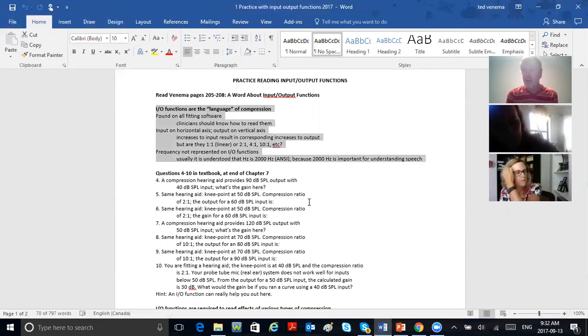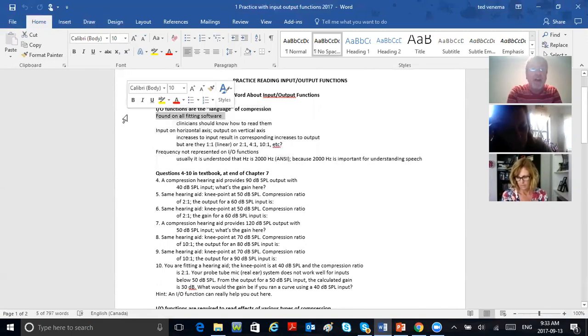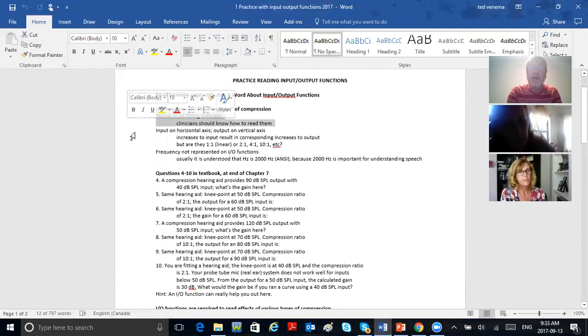You don't need to explain this to your customers or clients, but the representatives often explain this to you. That's why it's quite important to have a handle on compression. This is found on all fitting software. Mind you, you're not always using these when you're fitting. You're usually using frequency responses.